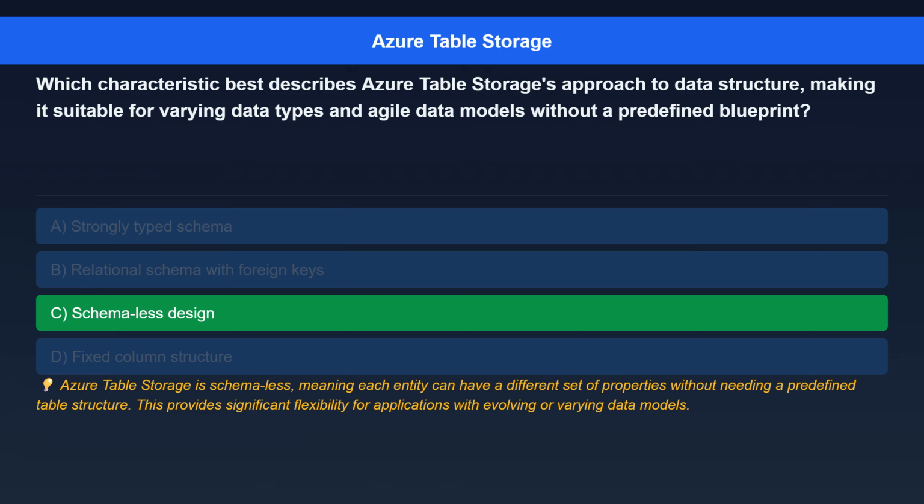The correct answer is schema-less design. Here's the explanation. Azure Table Storage is schema-less, meaning each entity can have a different set of properties without needing a predefined table structure. This provides significant flexibility for applications with evolving or varying data models.